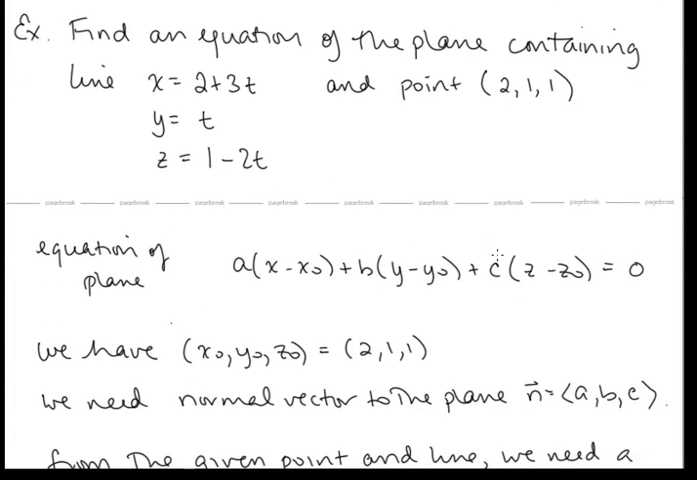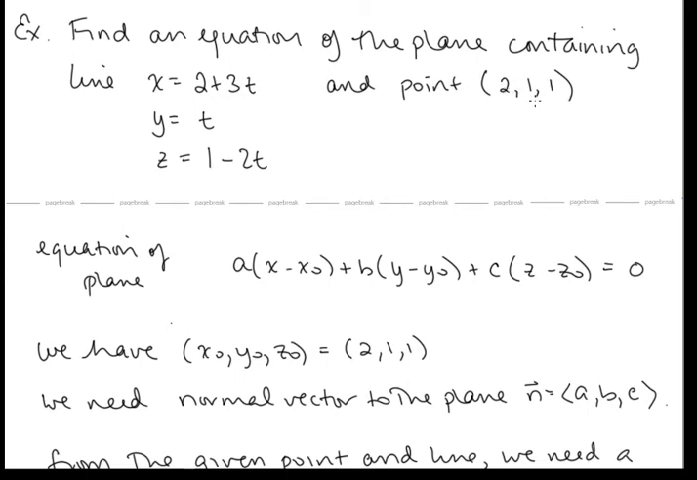Let's take a look at this example. Find an equation of the plane containing the line x equals 2 plus 3t, y equals t, z equals 1 minus 2t, and the point (2, 1, 1). The first thing I want to check is that this point is not actually on this line, because I'm expecting a line and a separate point, so that the answer will be one unique plane that goes through them.